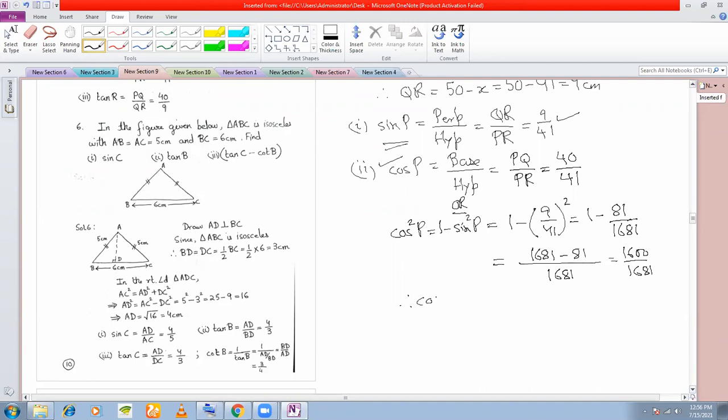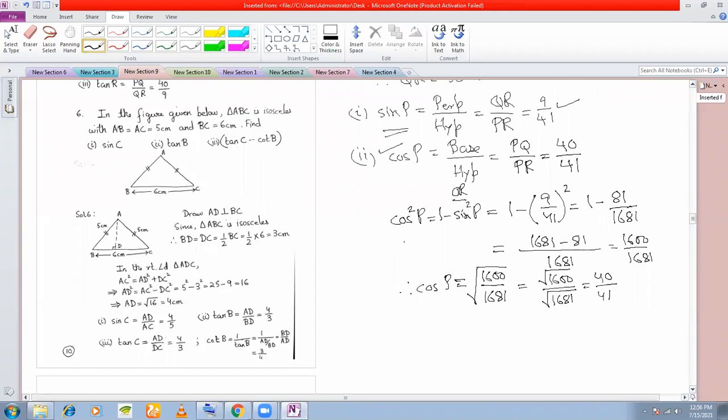So therefore cos P must be the square root of this. We take the positive square root because angle P is less than 90 degrees. Remember, for all angles which are less than 90 degrees, the trigonometric ratios will all be positive. So that is why we ignore the negative sign, which is equal to square root of 1600 by square root of 1681. Square root of 1600 you know as 40. Square root of 1681 is 41. Okay, so that is how we find out cos P. Either you can find it this way, or you can find it this way also. Any of the two. Fine.